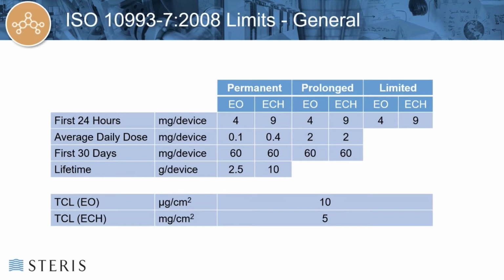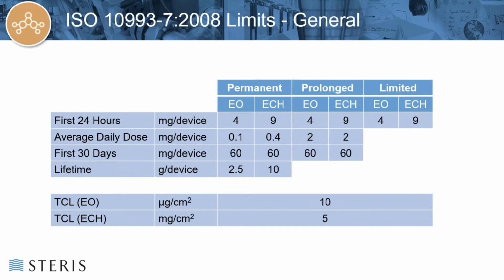Average daily dose is determined for prolonged and permanent patient contact devices. The average daily dose is multiplied by 30 days to determine the prolonged and permanent exposure 30-day limit. The average daily dose for permanent devices is multiplied by 25,000 days for the lifetime limit. Again, these limits may change if a device patient contact duration differs from those specified.